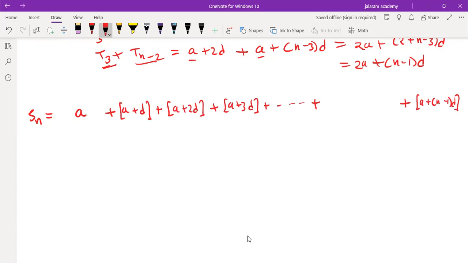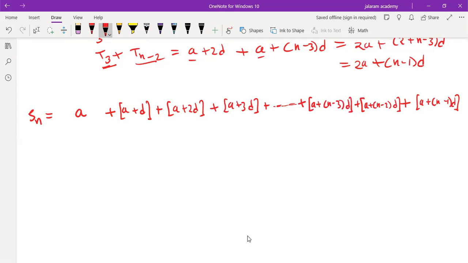While you are writing in your notebook, try to write this whole line on the same line. And the second last term from the end, A plus n minus 2 into D. The third term from the end is A plus n minus 3 into D.